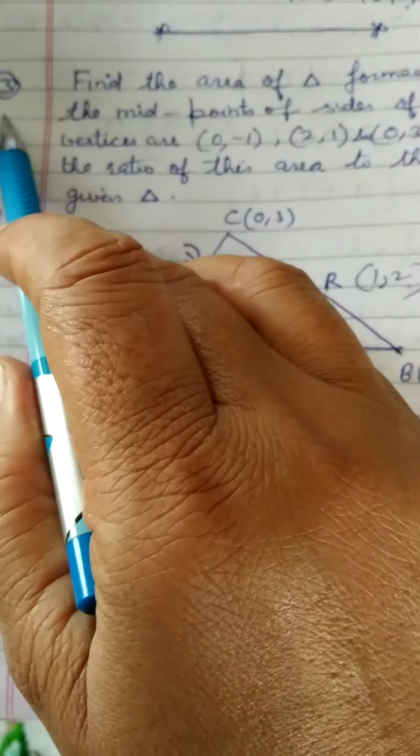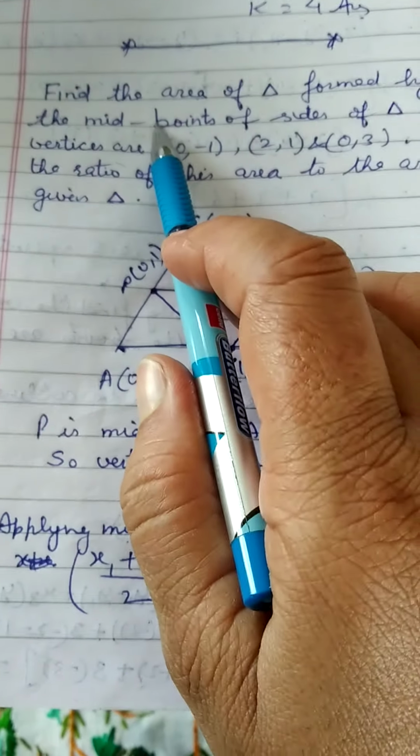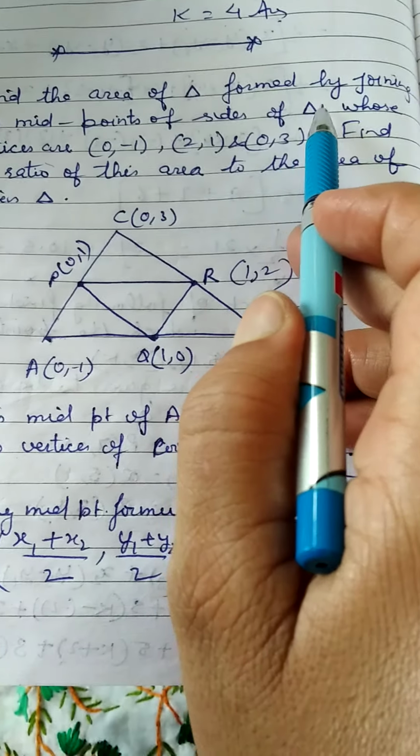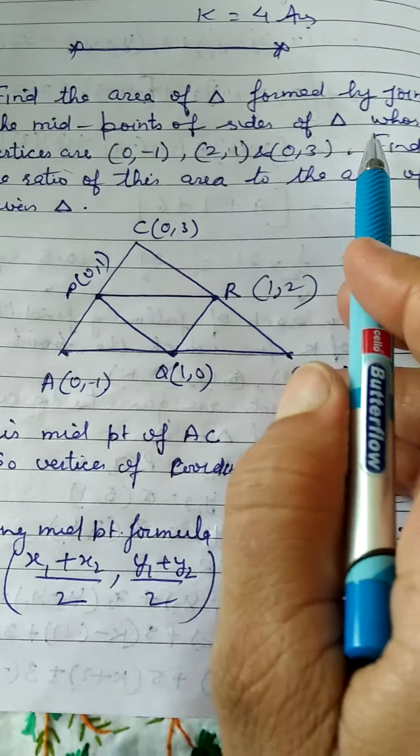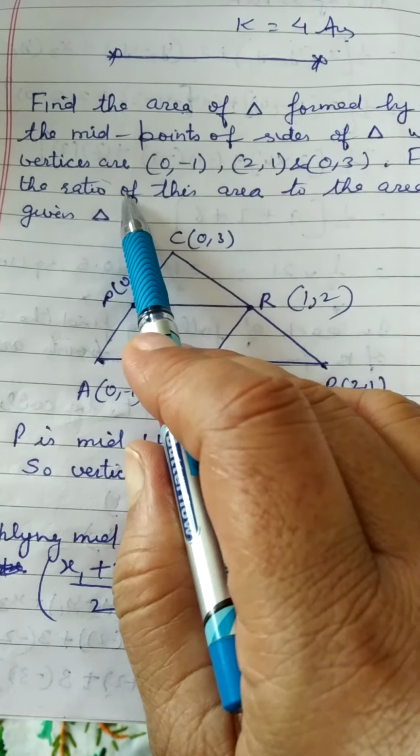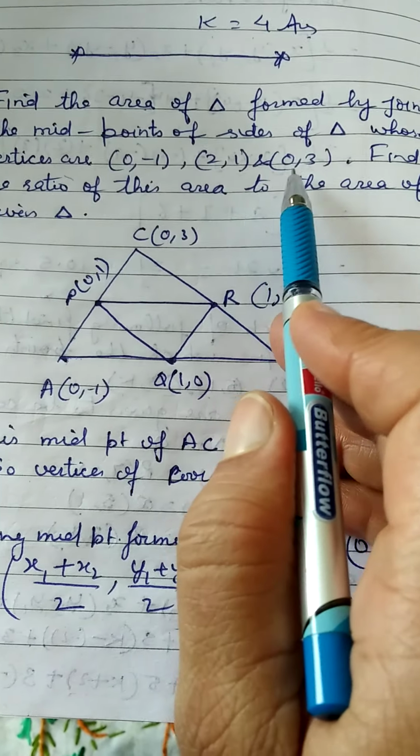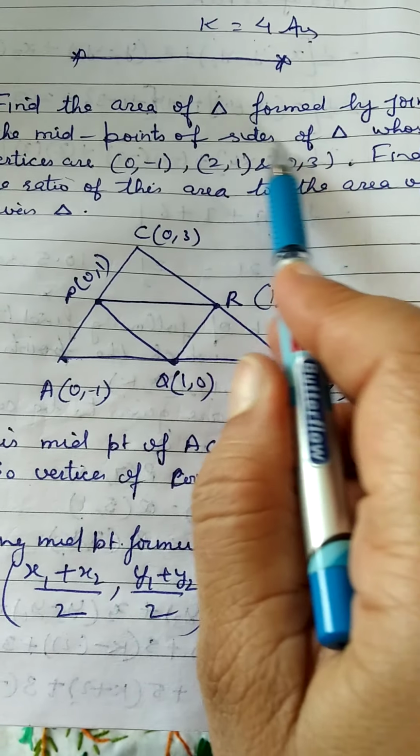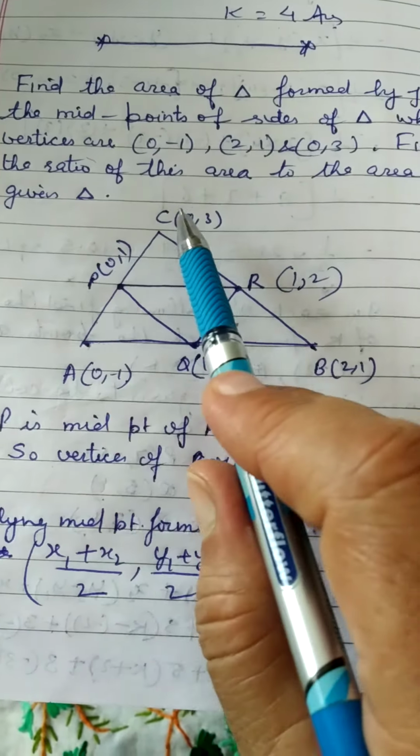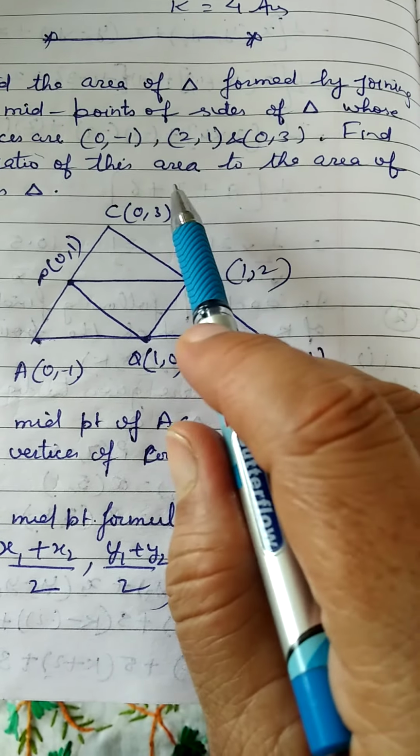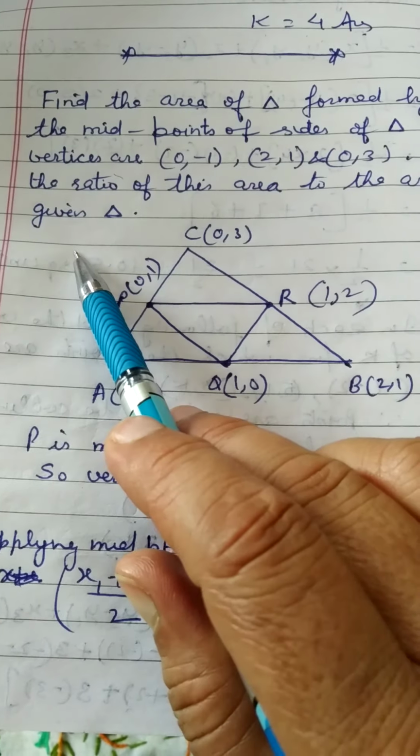Now we come to question number 3. Find the area of the triangle formed by joining the midpoints of the sides of the triangle whose vertices are (0, -1), (2, 1) and (0, 3). These are the vertices given of a triangle. Find the ratio of the area of this triangle to the area of the given triangle.